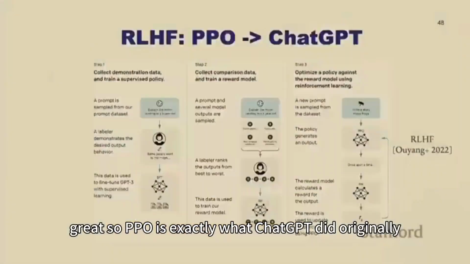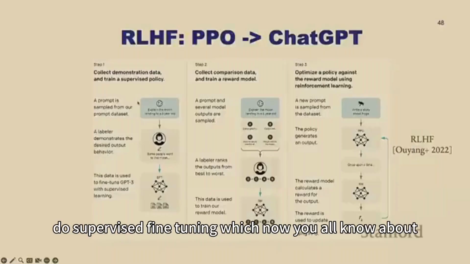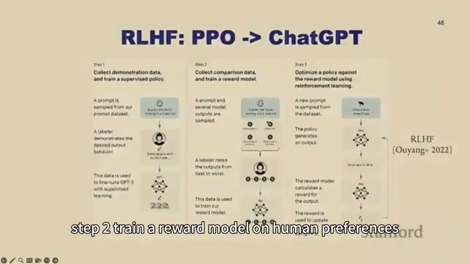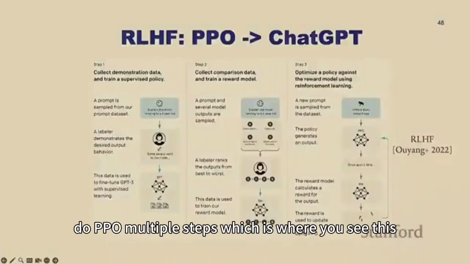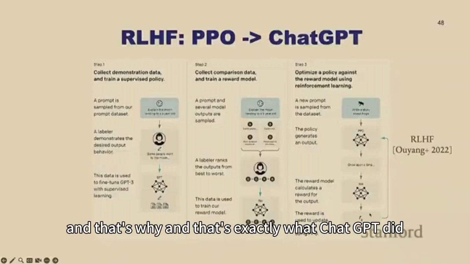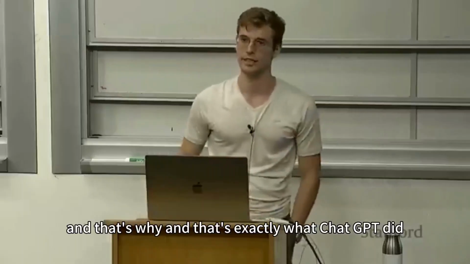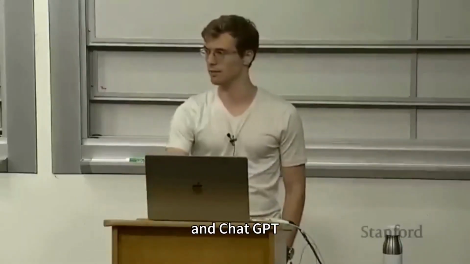Great. So PPO is exactly what ChatGPT did originally. Here on their blog post, what they have is step 1, do supervised fine-tuning, which now you all know about. Step 2, train a reward model on human preferences. Step 3, do PPO, multiple steps, which is where you see this blue arrow. So you train the model once with the PPO, you collect new data, you continue. And that's exactly what ChatGPT did. And that was the big breakthrough between GPT-3 and ChatGPT.